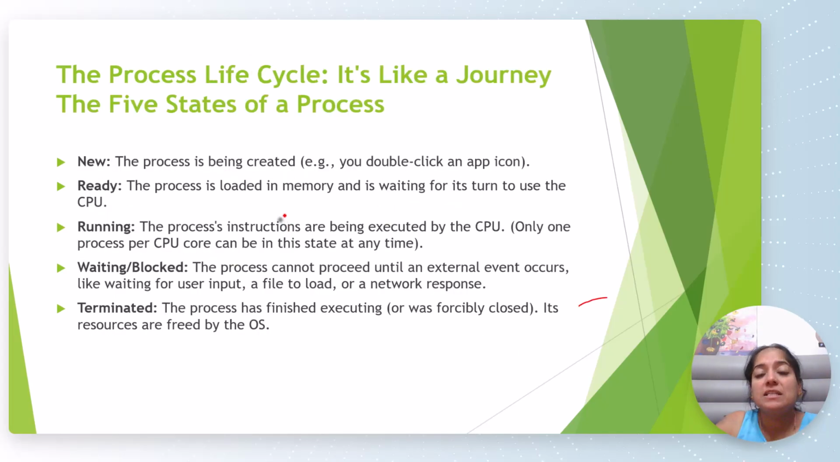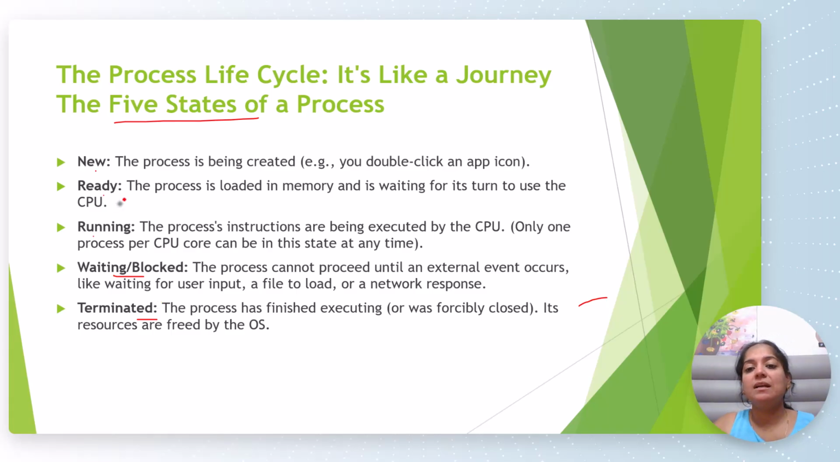Now, let's talk about the life cycle of a process. The life cycle of a process consists of 5 states. These are the new, ready, running, waiting, also called blocked, and terminated. As soon as a new process is created, it is in the new state.